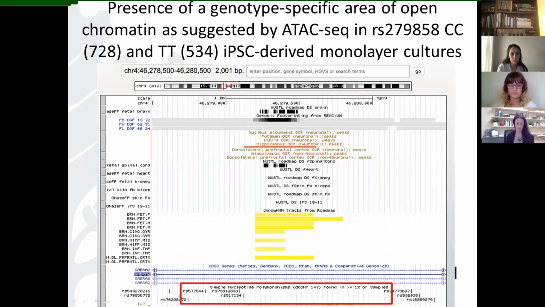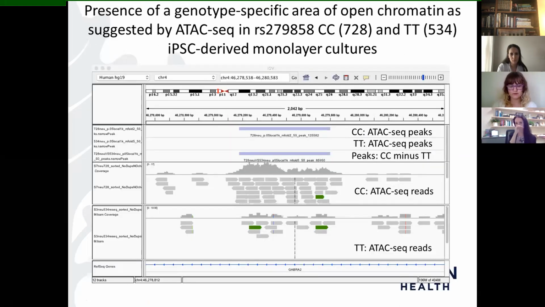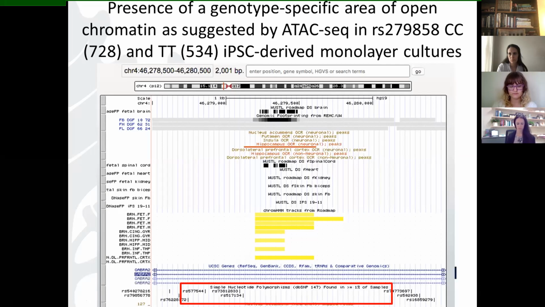When we combine the data on the previous slide with information from the genome browser, we find that this region overlaps a digital genomic footprint in fetal brain that's pretty strong, as well as a brain-specific enhancer-like region predicted by ChromHMM, which is a composite of multiple histone marks, and notably is also in proximity to a number of other single nucleotide polymorphisms that are in linkage disequilibrium with RS279858.